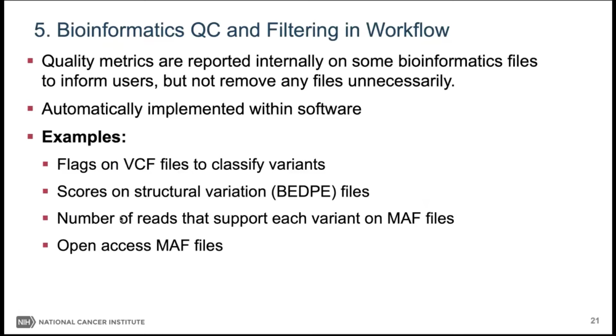Structural variation files have scores in them, which tell the user how many reads overlapped this particular structural variant. Within MAF files, we have a few columns within the controlled-access MAFs that report the number of reads that support each variant. So, of course, you have a mixture of tumor and some normal, and you might want to see how many reads support each variant, and maybe establish a cutoff value for yourself.